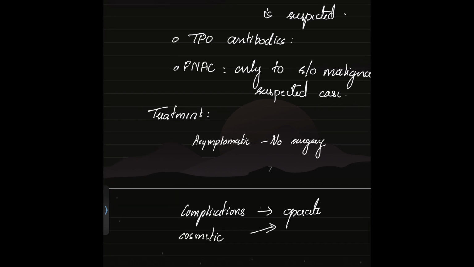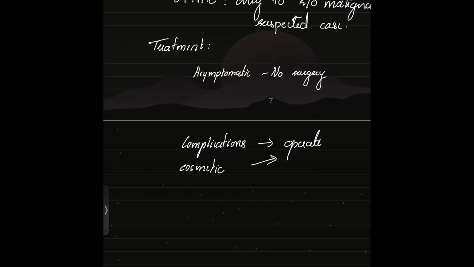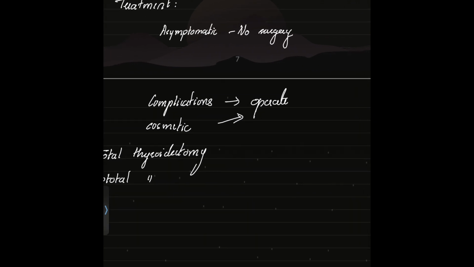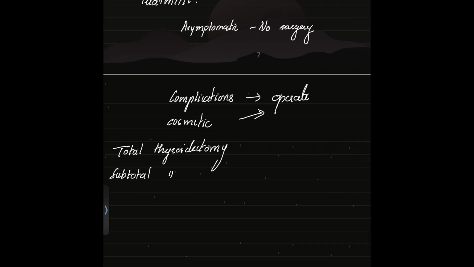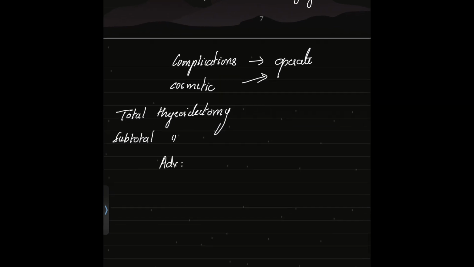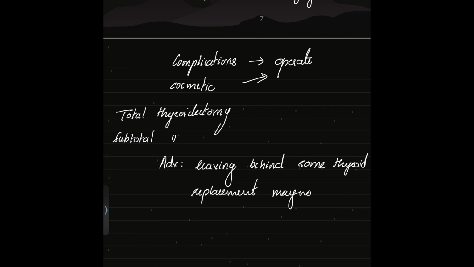The choice of surgical treatment in a multinodular goiter is either total thyroidectomy or a subtotal thyroidectomy. If it is total thyroidectomy, then there is immediate and lifelong replacement with thyroxine. But in subtotal thyroidectomy, some of the tissue is left behind, so replacement with thyroxine is not required. And in subtotal thyroidectomy, the complication of hypoparathyroidism is all avoided. Since some thyroid tissue is left behind, replacement with thyroxine may not be required. This is one of the advantages of subtotal thyroidectomy.